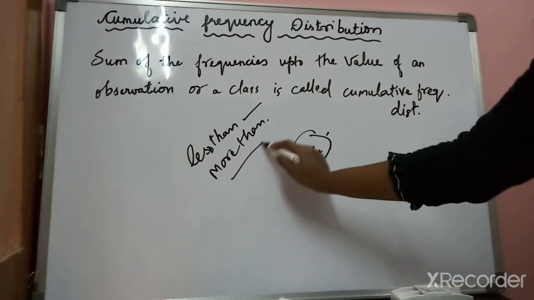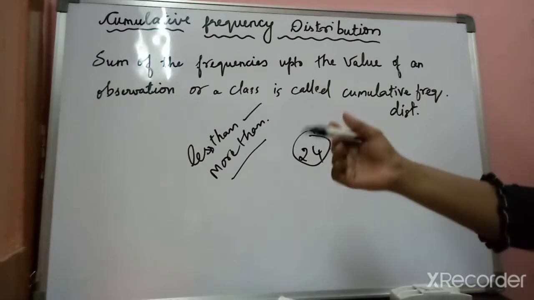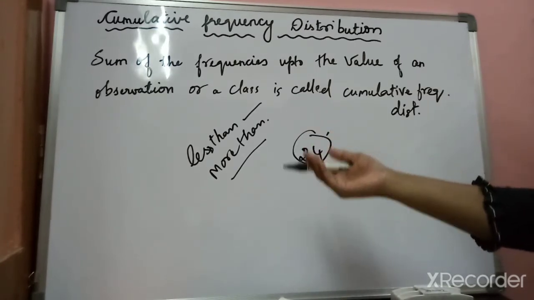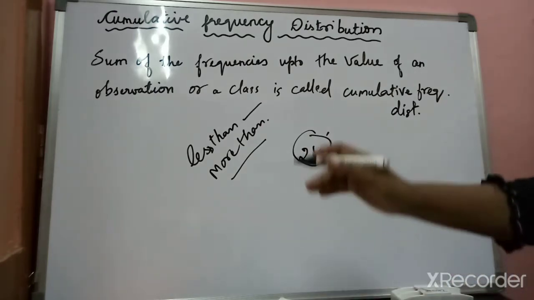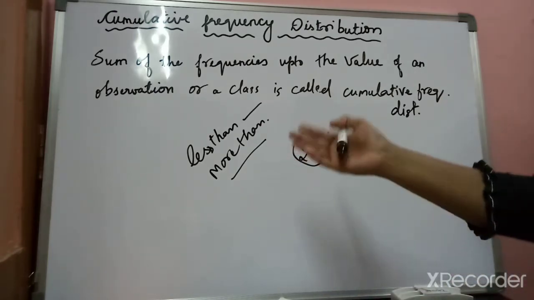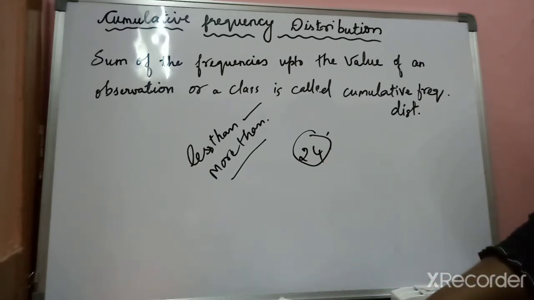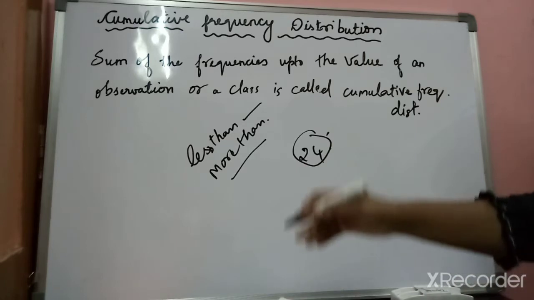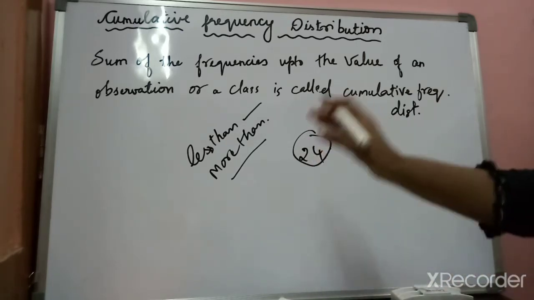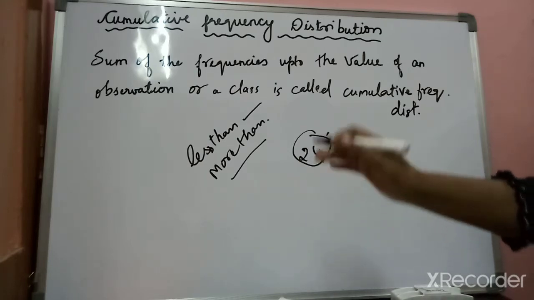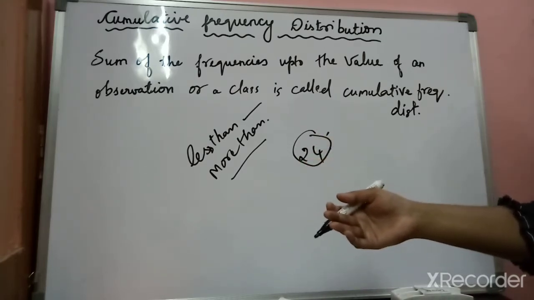Now more than type, what it is saying: the sum of all the frequencies of the specified value of the observation or the lower limit of the specified class and the values or classes succeeding to its class is called more than type cumulative frequency. Its distribution is said to be more than type cumulative frequency distribution. Now if this definition is not clear to you, repeat again by yourself, read it once again.